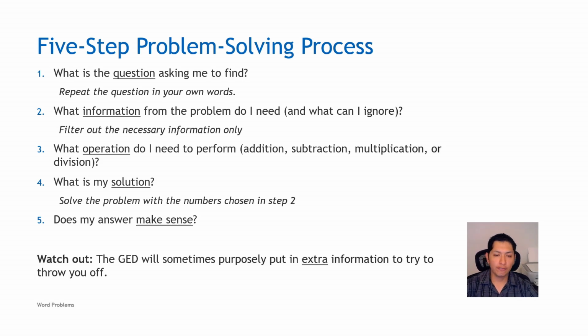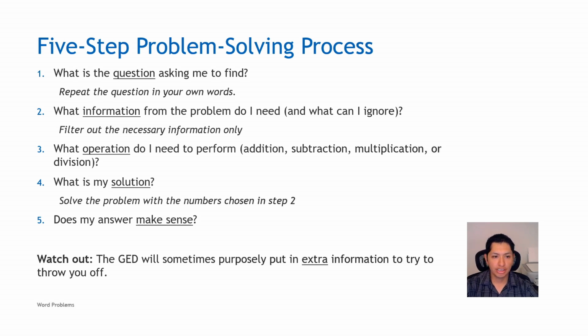Second, what information from the problem do I need? And further, what information can I ignore? Filter out the necessary information only. You'll find that in a lot of these problems, they're going to give you some extra information. Not always, but very often. It is trying to capture your understanding of the problem, and it verifies this by giving you extra information to see if you can filter that out and only use the information that you need.